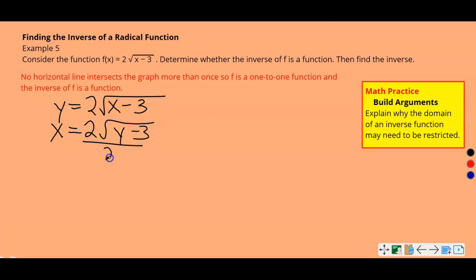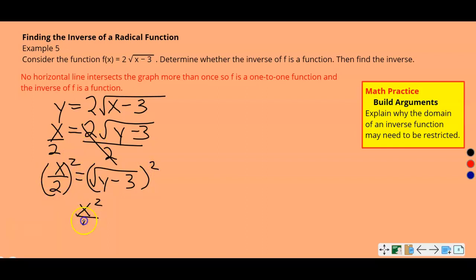So 2's on the outside of this, so we're going to divide by 2 first. So we're going to have x divided by 2 equals the square root of y minus 3. Then all of this is under the square root, so we have to square it. So we're going to square this whole expression as well. So we're going to have x squared over 4 is equal to y minus 3. And then we're going to add 3 to both sides. So I'm going to have x squared over 4 plus 3, and that is the inverse.